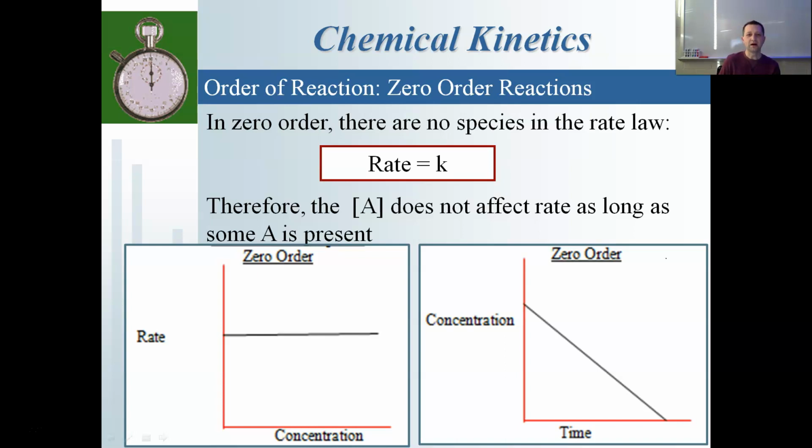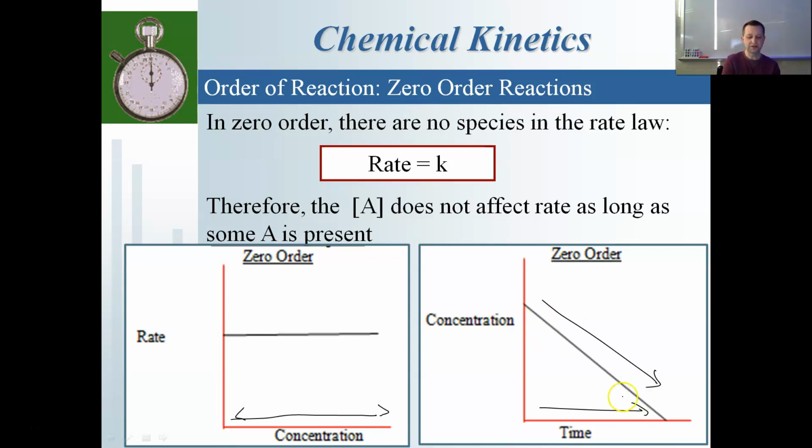You can see the graph representation here. We have rate versus concentration, and you can see as my concentration changes along my x-axis, the rate stays consistent. So for 0 order rate laws, the concentration doesn't matter as long as you have some concentration present. Over time, as time goes on, the concentration of your substance is going to decrease until you don't have any concentration left, and the reaction basically comes to completion.